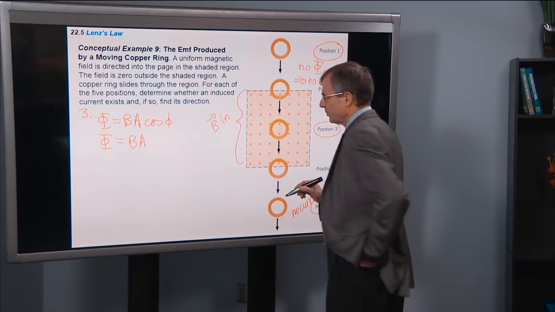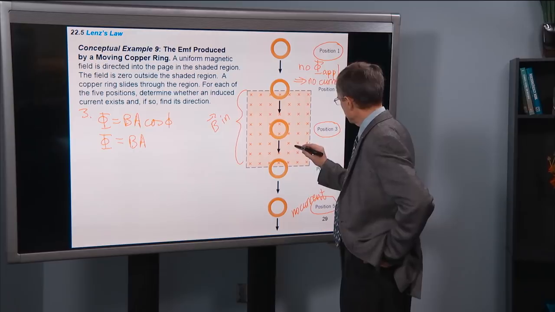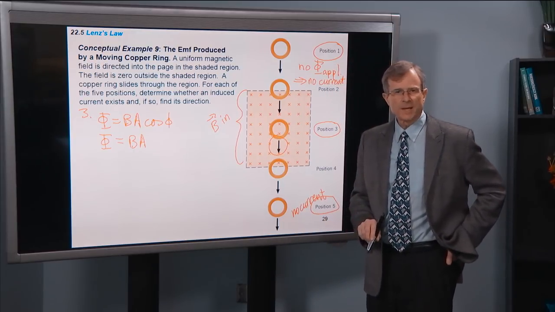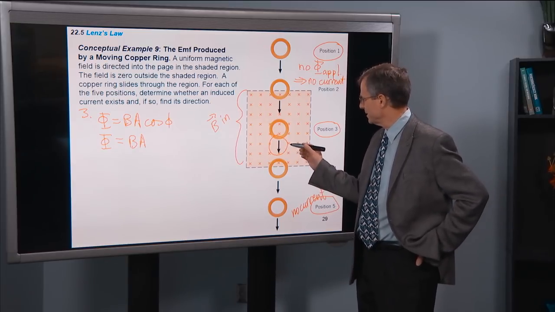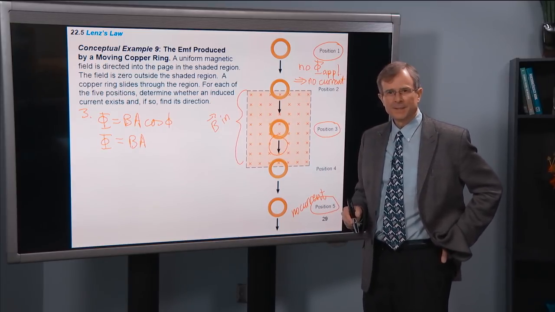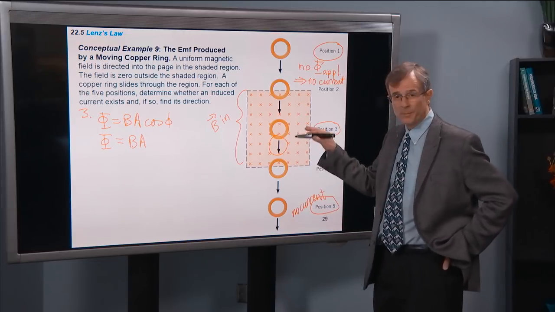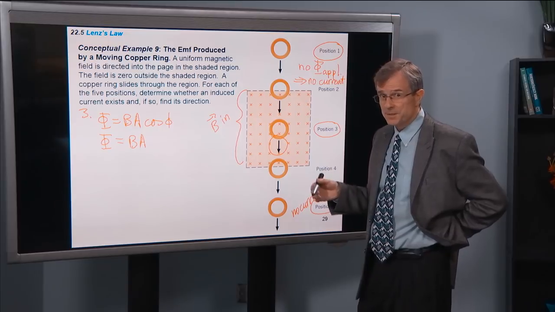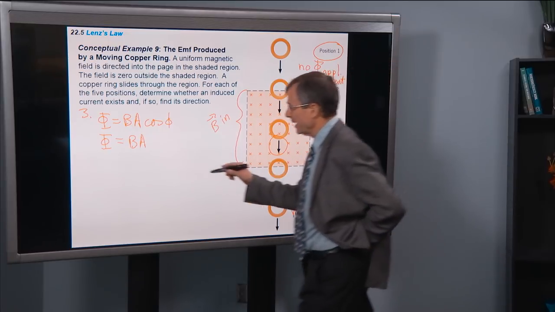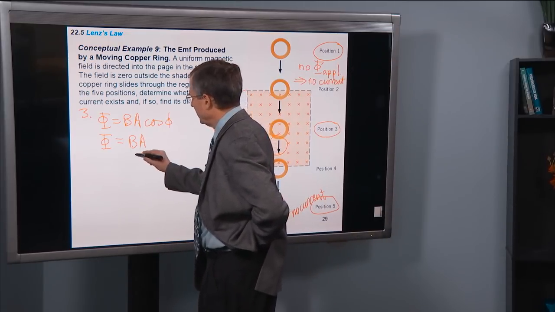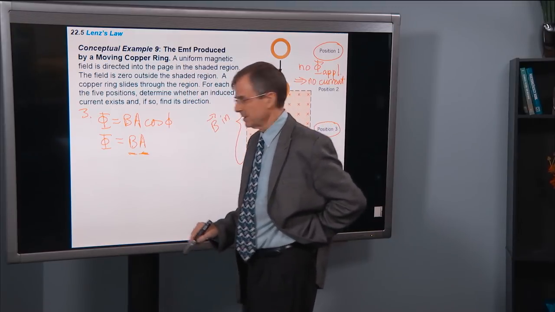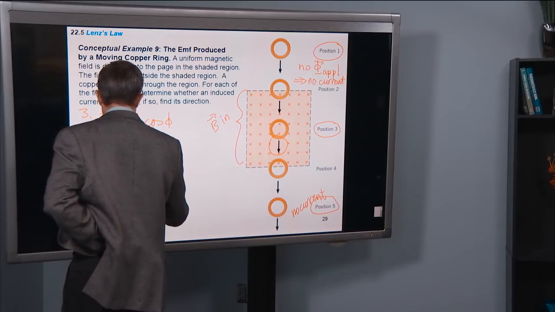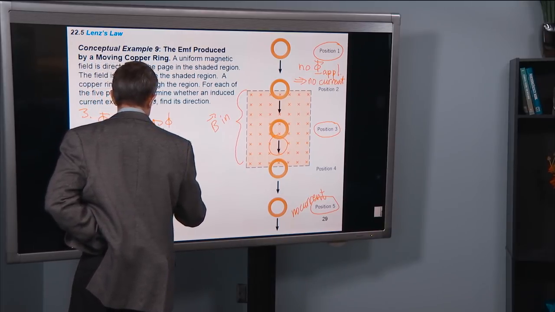But what about at position 3.5, right here? How much flux does it have when it's right here instead of position three? You say, well, it's still in that uniform magnetic field region, and so the flux is still going to be the same. The area hasn't changed, and the magnetic field hasn't changed. So at position 3.5, the flux is still the same.